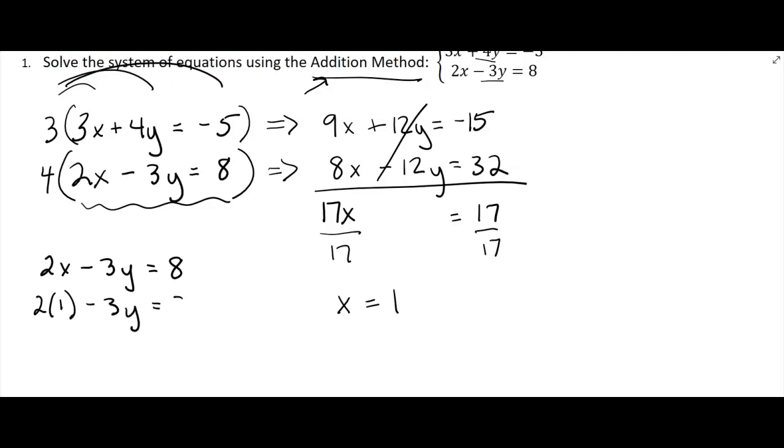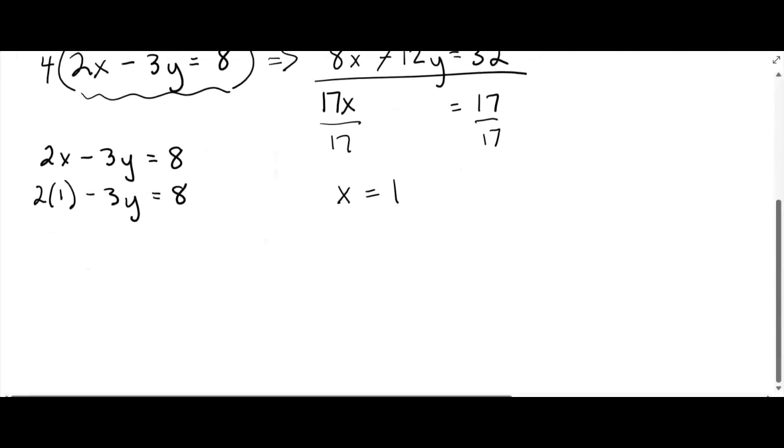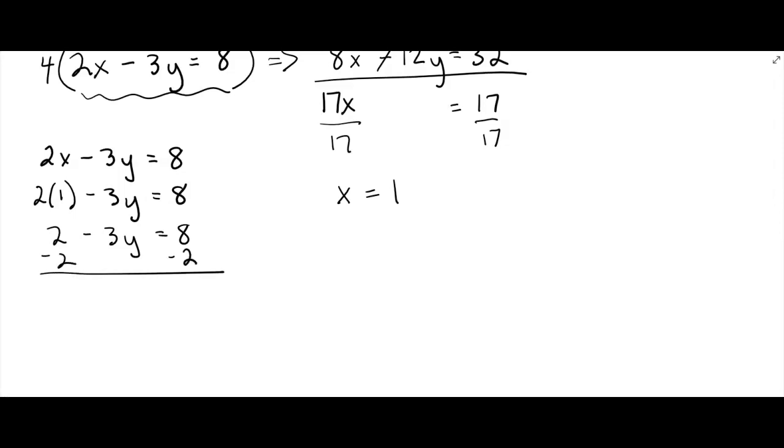This is a linear equation that you can solve. It's just a little bit of math. 2 times 1 is 2. You're going to subtract 2 from both sides. This is work you should know how to do. Negative 3y equals 6. And then dividing by negative 3, you're going to get y equals negative 2.